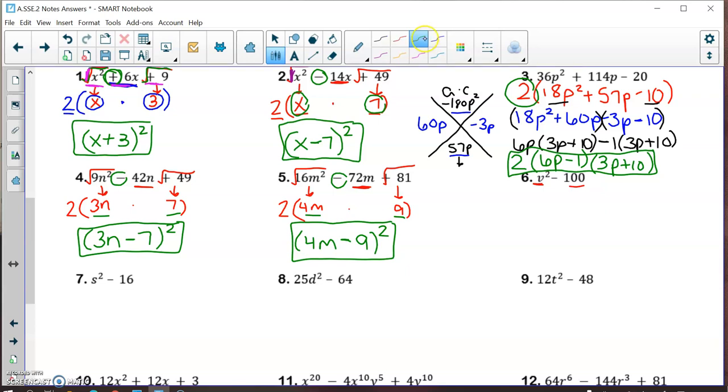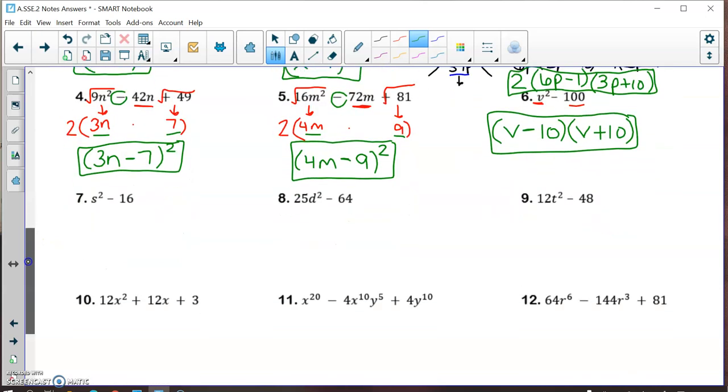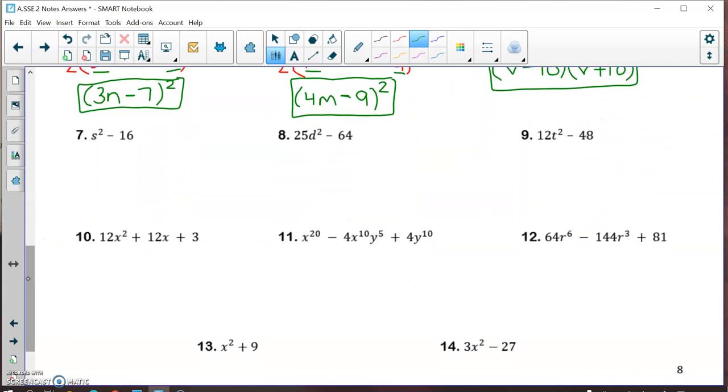How you factor this is you take the square root of your first term, the square root of v squared is v, minus the square root of your second term, which is a 10, and then you do the same exact terms, only you put a plus sign in between those two terms now. This is now fully factored, and if you wanted to check, you can FOIL it back out to see if you were correct. All right, number 7.